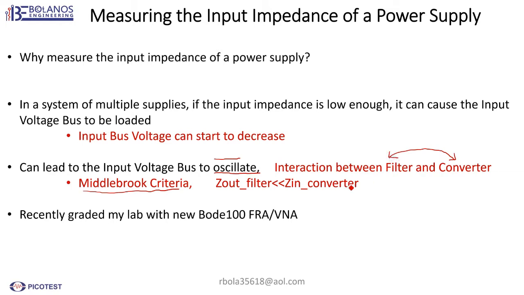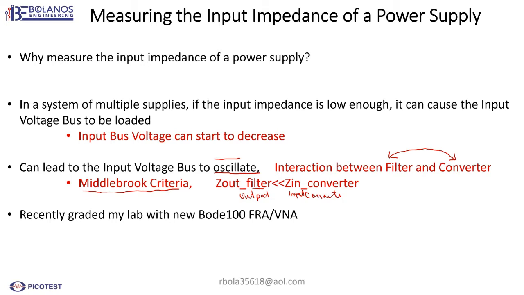And typically it's the input impedance. The Middlebrook criteria states that the output impedance of the filter, this would be the output impedance of the input filter, has to be much less than the input impedance of the converter. So if you violate that, then you're going to have oscillations.